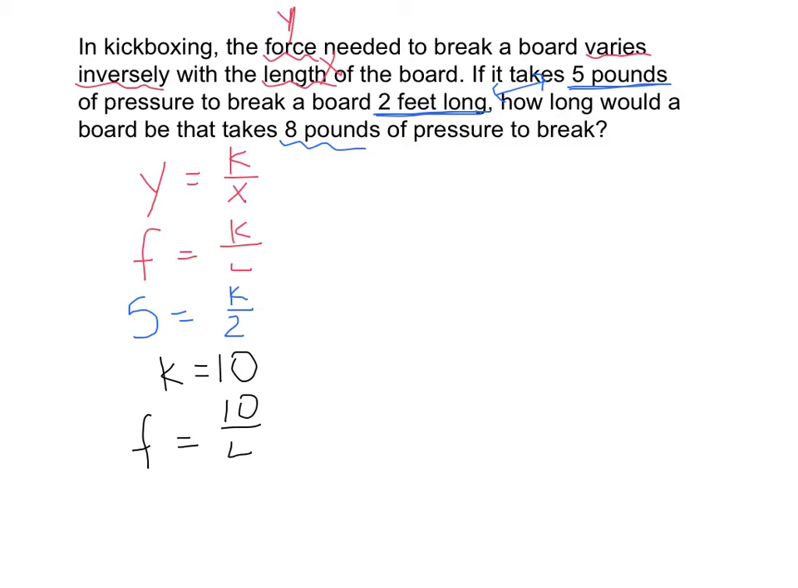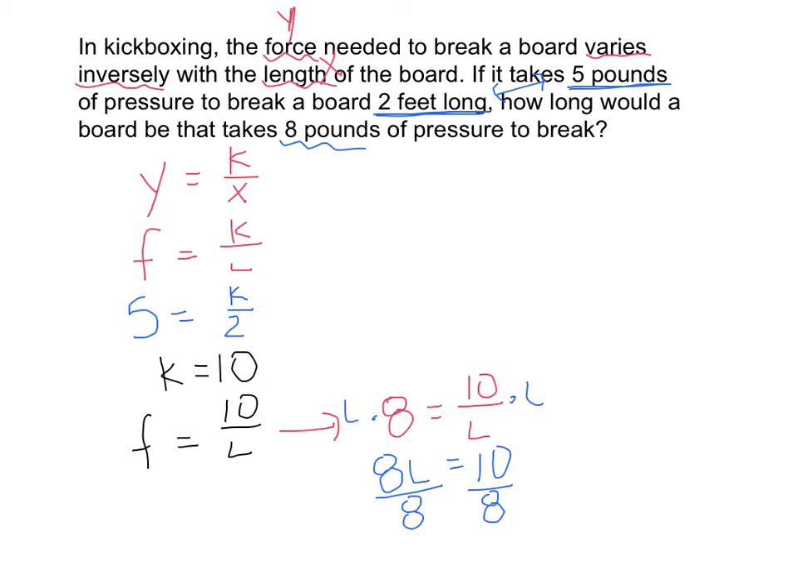And we want to find how long a board would be that takes 8 pounds of pressure to break. So we know the force. We could plug this into our equation to say that 8 equals 10 divided by the length. And now it's just a matter of solving this equation. Multiply both sides by L, so you get 8L equals 10. And then you could just divide both sides by 8, and that'll give us the length of the board. So in this case, the length of the board is 5/4 or 1.25 feet.